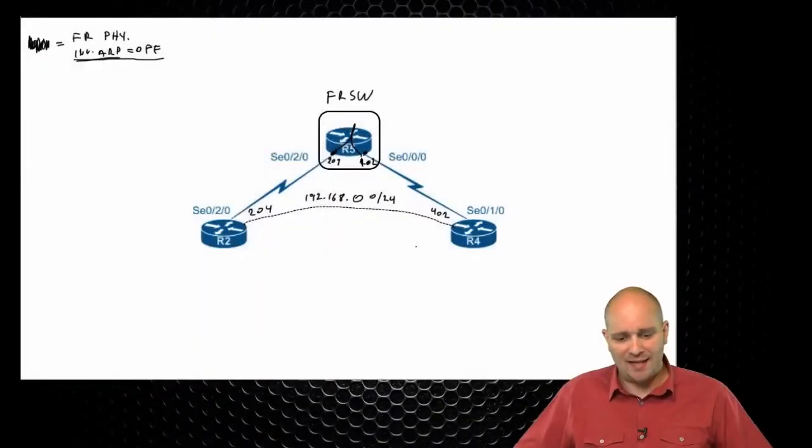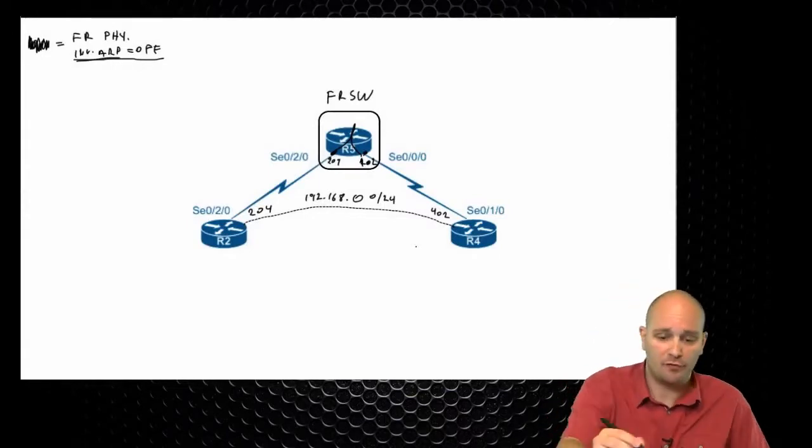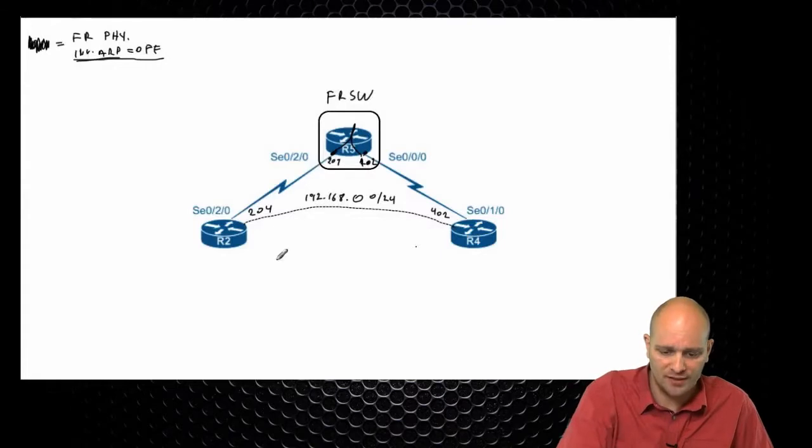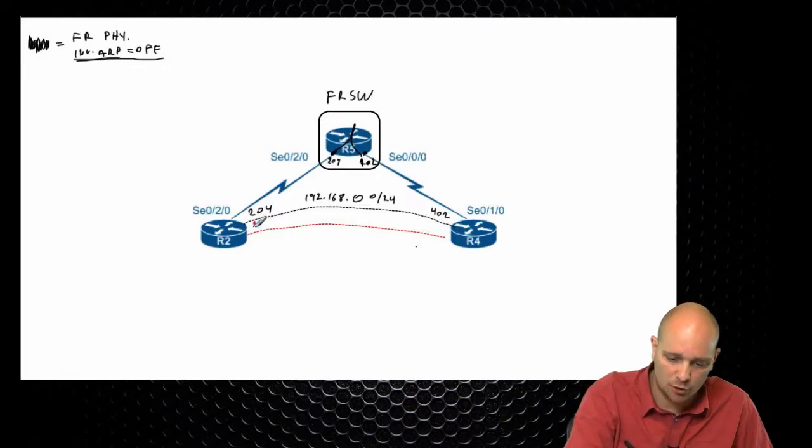We are going to add another link between R2 and R4, and let's call this one a red link. So we're going to add a link here, and let's make this one 214 and 412 on this side, and this will be 192.168.10.0/24.